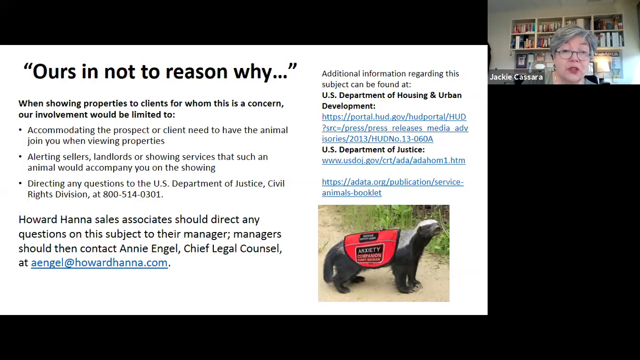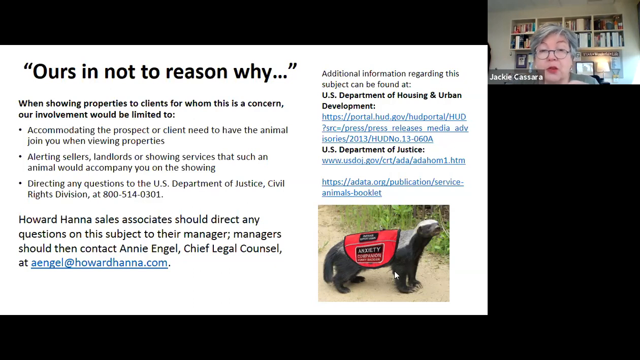And directing questions, you can direct questions directly from your tenant or buyer to the Department of Justice, to the Civil Rights Division, and you can talk to your manager, and your manager would consult with Annie Engel, who's our chief legal counsel, and her department. So that's the contact information there. I've put some resources over on the right side of the page from the Department of Justice and HUD, and those would be additional areas to read up on this topic, because if there's anything out there in the marketplace right now where there's a lot of misconception going on, this is it.